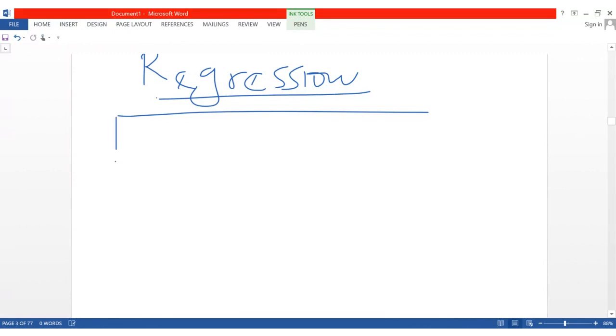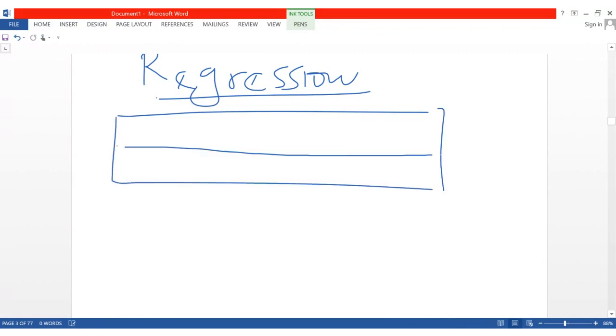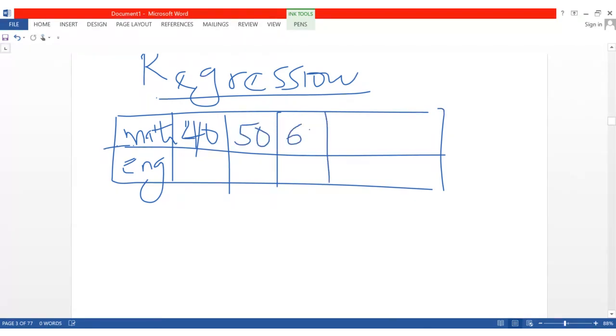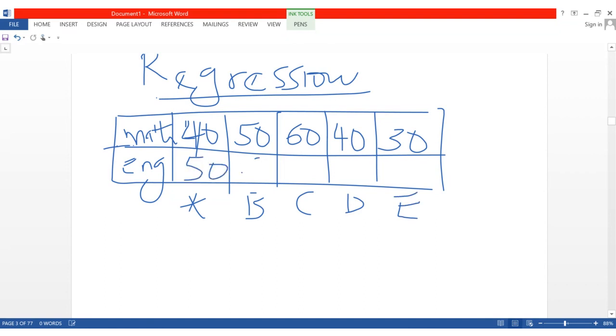Let's say we have student A who had maybe marks in maths and English. And when you're entering the marks, maybe for maths he got 40 for student A. For student B, he got, let's say, 50. C got 60. Then another got 40. Let's say got 30. And in English, this one is student A, B, C, D, and E. Then the other student here got 50. Maybe they got 60. Maybe they got 20.